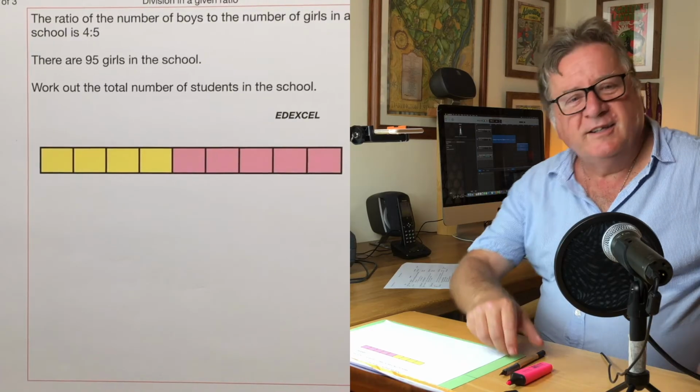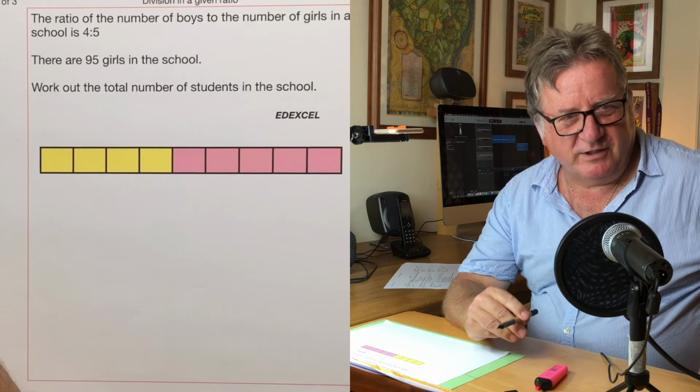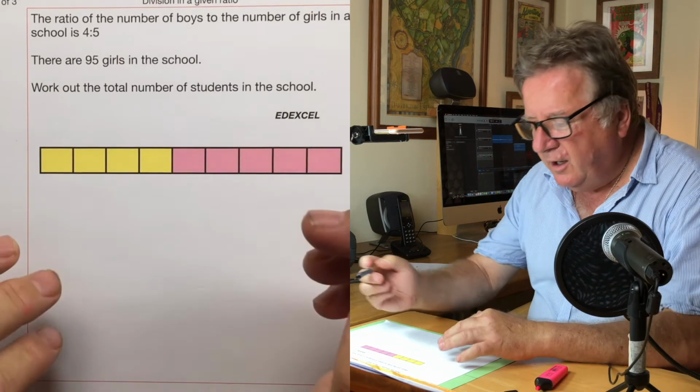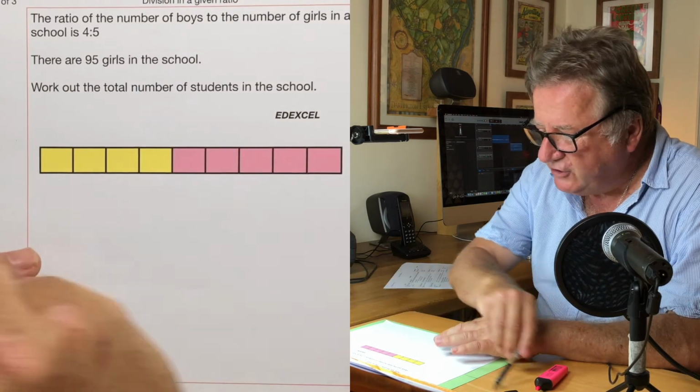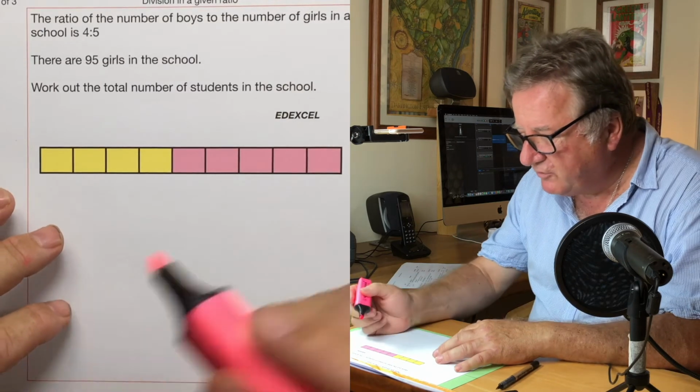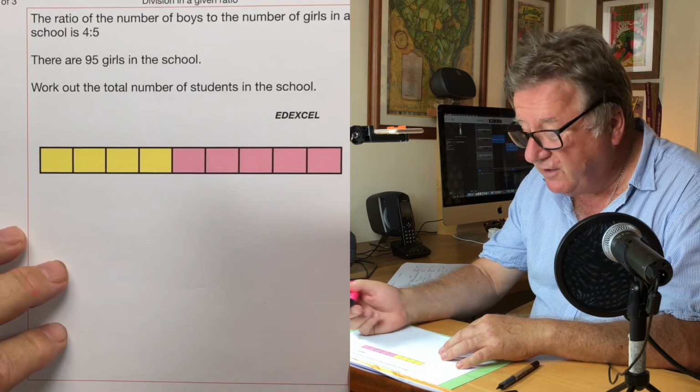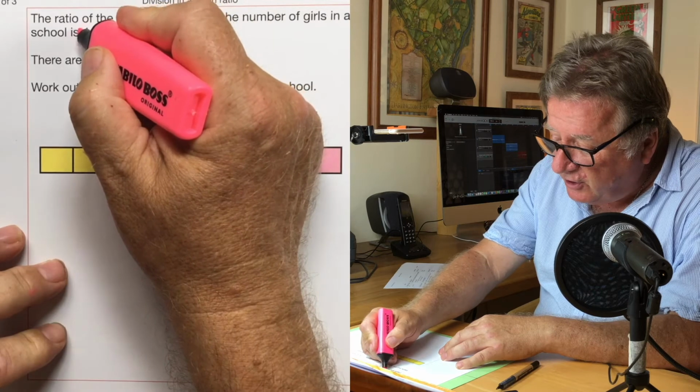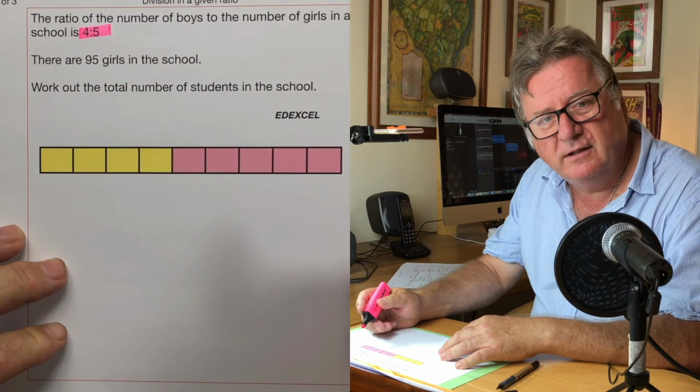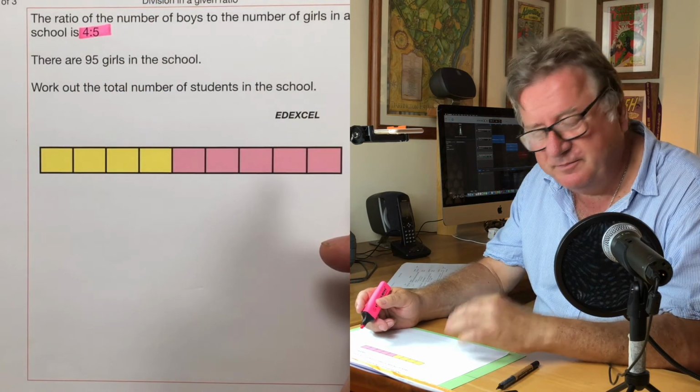Okay, let's get ready for our final question, which moves us beyond division in a given ratio in quite a subtle way. And again, we will use the bar. So let's go to our final question. Let's read it together first. The ratio of the number of boys to the number of girls in the school is 4 to 5. I'm just going to highlight the 4 to 5. And here's where the difference comes.